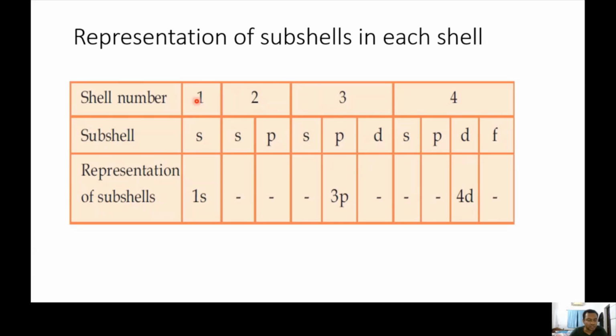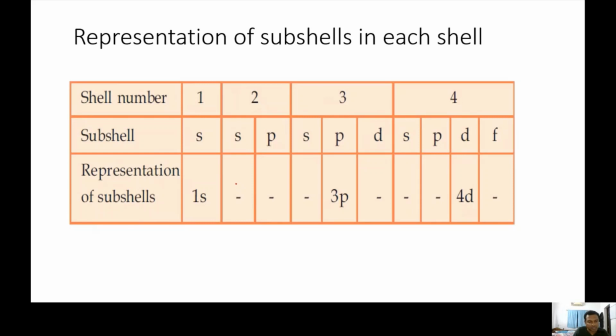Shell number 1 has only one subshell, that is s. s is represented by 1s. So the shell number 1 will come before the subshell representation s. Then another example is shown here, the p subshell, which is present in shell 3. So 3 will come before p. That is represented by 3p. Then the d subshell, which is present in the 4th shell, is represented by 4d. Hope it is clear. Then the other subshells that need to be filled, we will fill now.